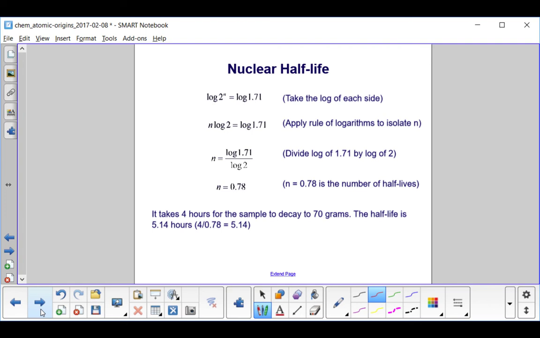So remember that n is the number of half-lives. So we haven't even gone a single half-life in these 4 hours. So that means the half-life has to be more than 4 hours, right? So it takes 4 hours for the sample to decay to 70 grams. So to find the half-life, you take 4 hours, divide by n, the number of half-lives that have passed. So 4 divided by 0.78 will give you the half-life of 5.14 hours.